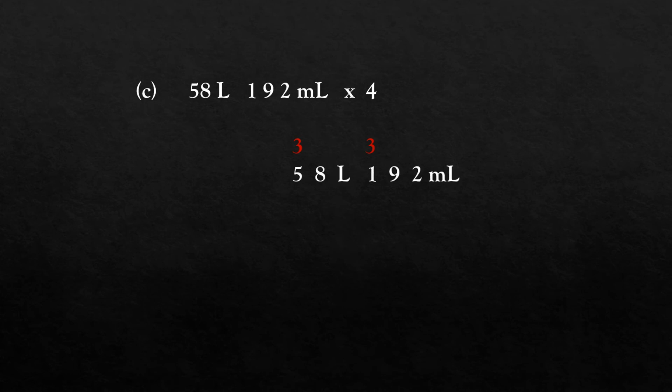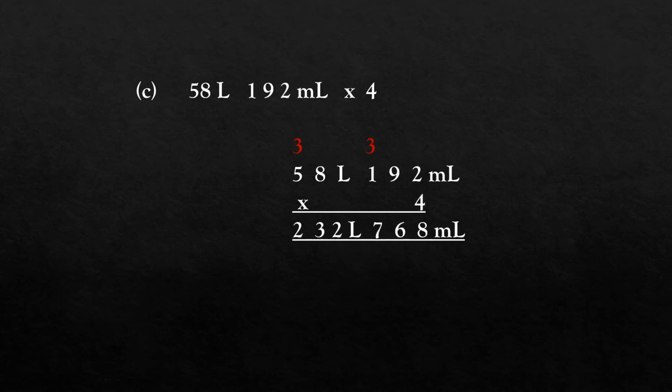Now see the C part question. 58 liters 192 milliliters multiplied by 4. Now here you have to do multiplication, children. So 4 2s are 8, 4 9s are 36. So 6 you will write in the answer part and 3 as carry. Now 4 1s are 4, 4 plus 3 is 7. So milliliter part you have got 768 milliliters.